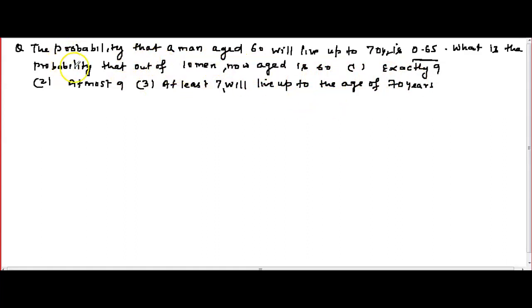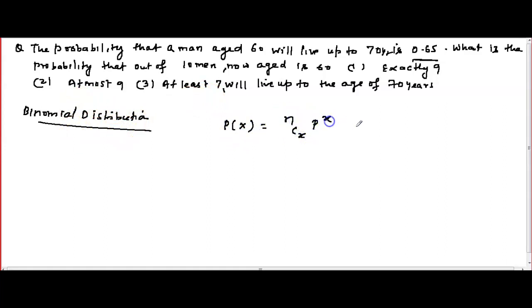So this problem is based on the binomial distribution or Bernoulli distribution. How will you identify this is a binomial distribution? See here, first I will explain the binomial distribution, then I will explain this question. In the binomial distribution, P of x you can find by the formula nCx p to the power x q to the power of n minus x.